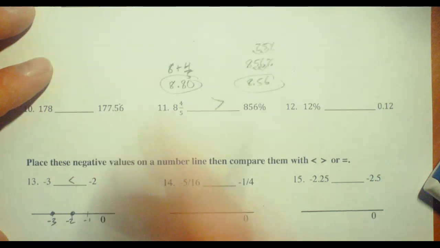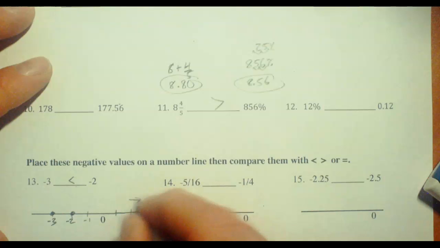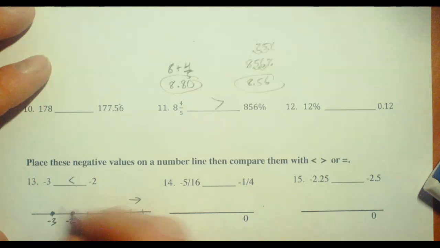Well, when you're on the negative side, the closer you are to 0, the bigger you are. It's just the opposite when you go over here. 1, 2, 3. The farther this way you go, the bigger you get. And the farther you go this way, the more negative you get, so the smaller your numbers get.